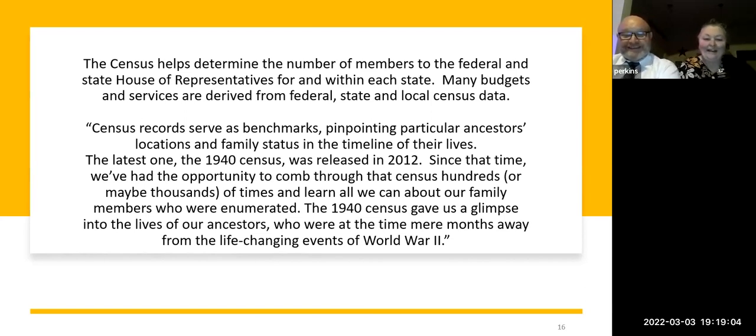Okay, so the census helps determine the number of members to the federal and the state House of Representatives for and within each state. And many budgets and services and monies come from the federal government and state and local census information. So they want that census accuracy to be as correct as they can.